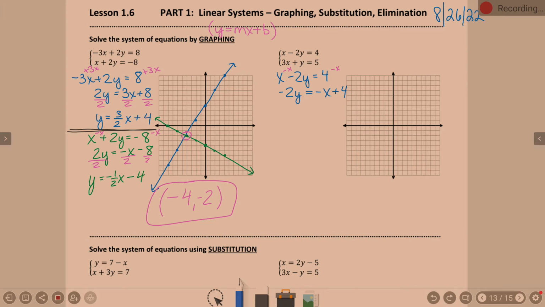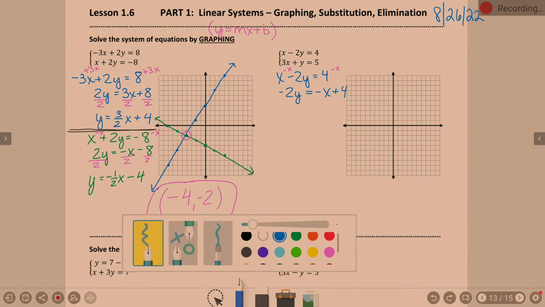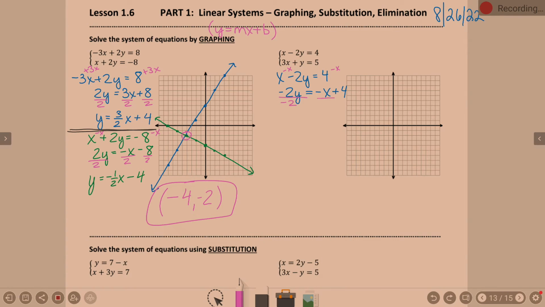Am I done? Am I ready to graph? We've got to get that y by itself. We've got to divide by negative 2. Note, I'm dividing everybody by negative 2. Now, on this one, negative x divided by negative 2. Negative divided by a negative is a positive. In front of that x is an invisible 1. So we can think of this as 1 half x plus 4 divided by negative 2. So that's going to be minus 2, or plus negative 2 if you want. But I like minus 2.